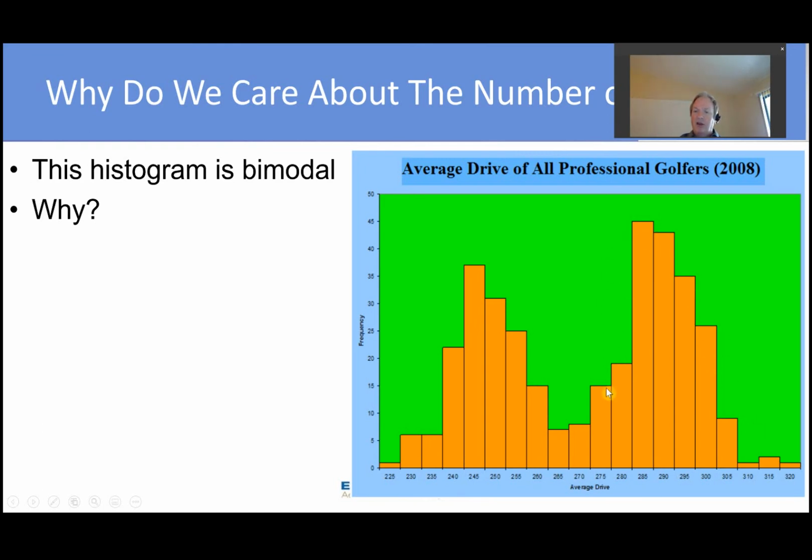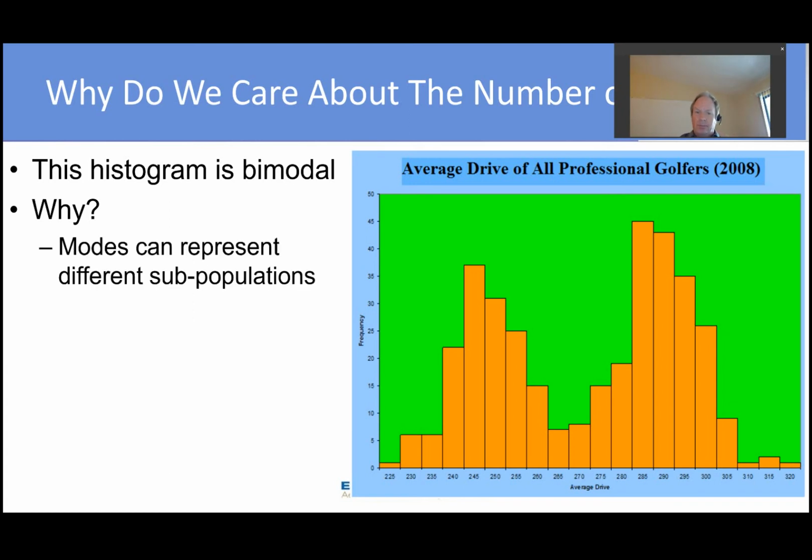Then I collected all of the averages for all the players, and I plotted them. And you can see clearly from this histogram, this is bimodal. There are easily two peaks. And the question is why? What is it in the data that's causing these two peaks? The reason the number of modes is important is that modes can often represent subpopulations in our data that we'd like to be aware of. So what might these two subpopulations be?